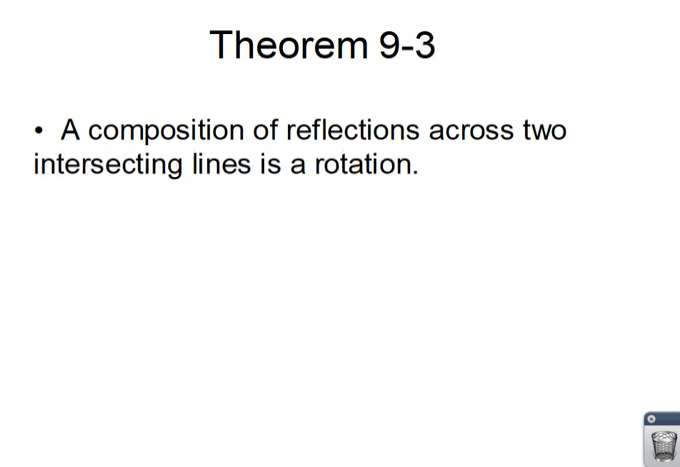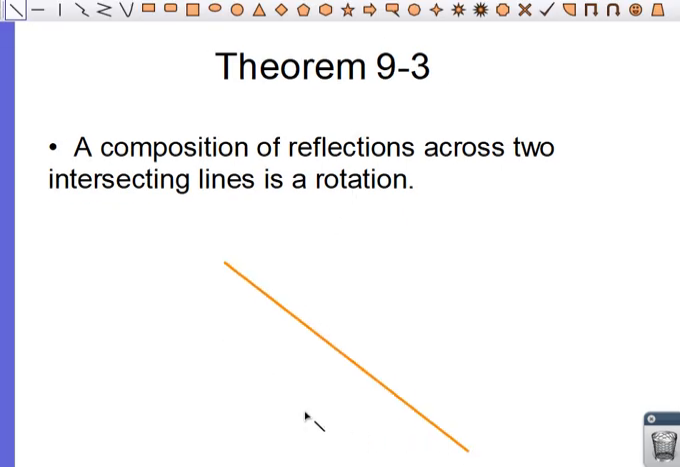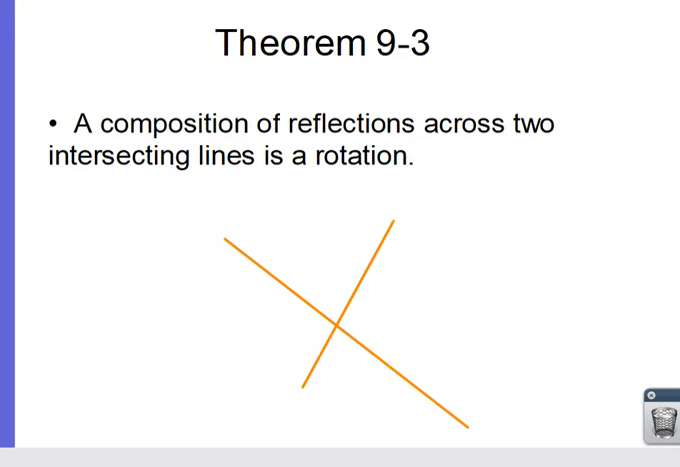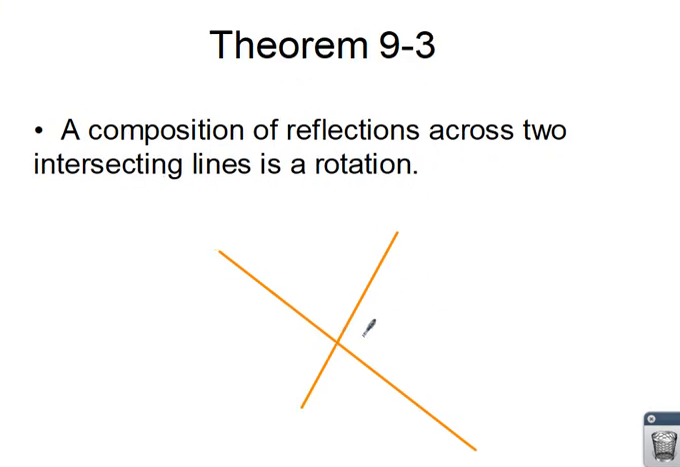Alright, third one. A composition of reflections across two intersecting lines is a rotation. So let's say I have two lines like that. And let's say I have the letter A. So if I reflect it across that line, I get a letter A here. And if I reflect it here, so I went from here to here and from here to here. Those are two flips. It's the same thing as if I would have rotated it 180 degrees.